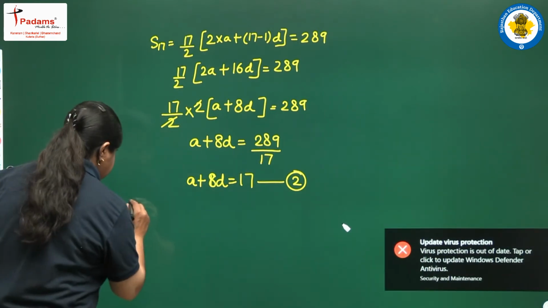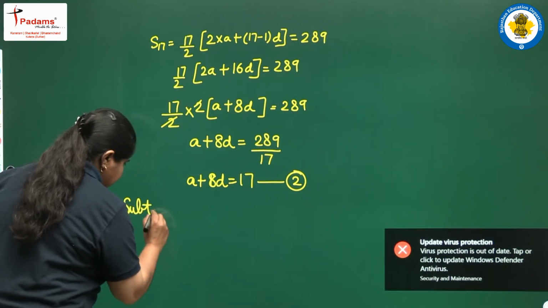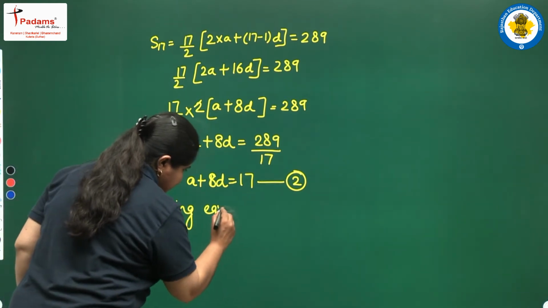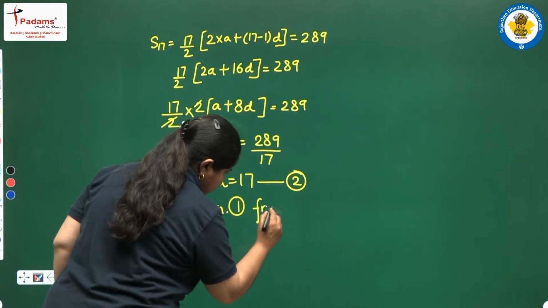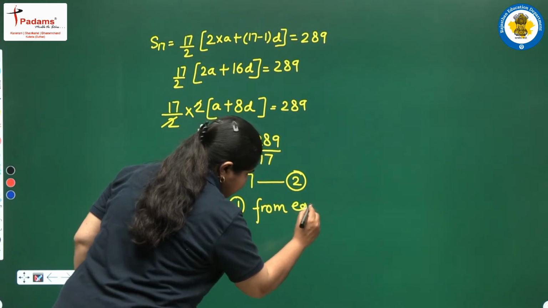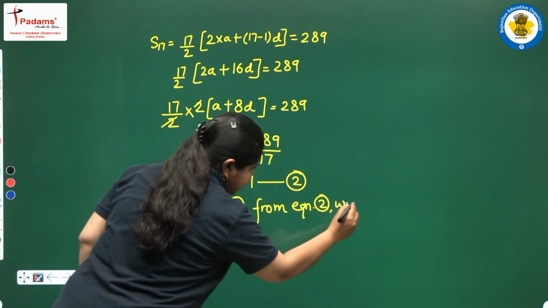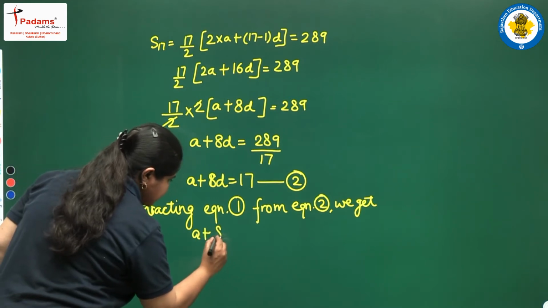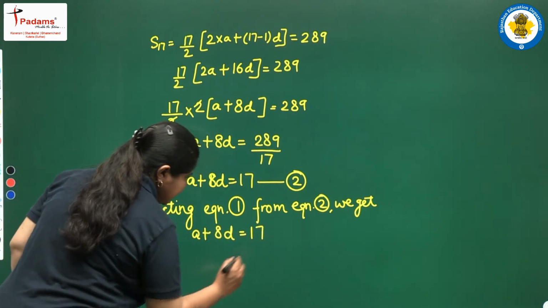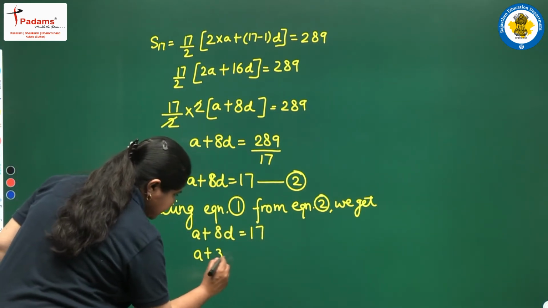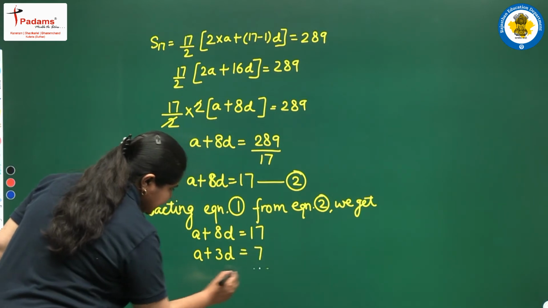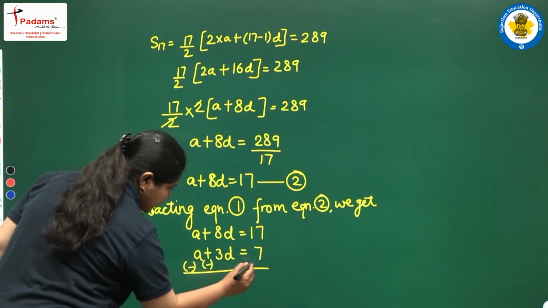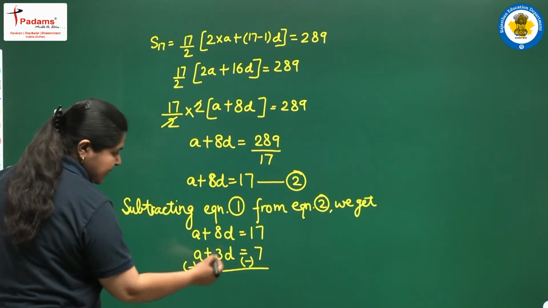Let us write here, subtracting equation 1 from equation 2. We get, let us write first a plus 8d equal to 17 and here we will have a plus 3d equal to 7. Okay, both equations are written. To subtract, the signs will change. All the terms of the bottom equation change from plus to minus.